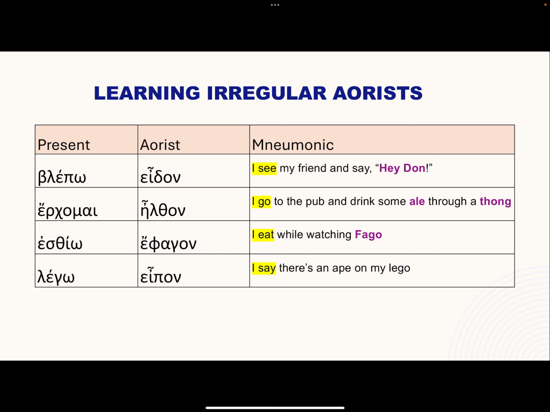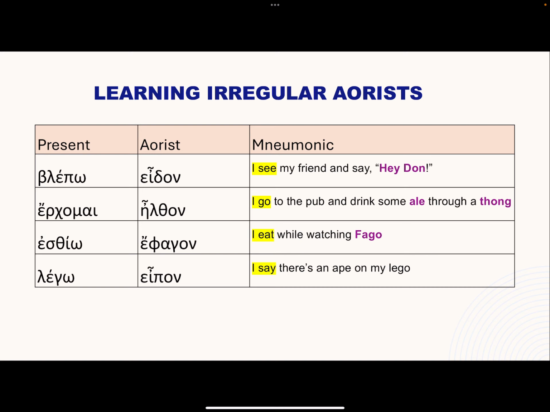Erkomai, we know means I come or I go. So I go to the pub and drink some ale through a thong. Ale thong. Ale thong. Aelthon is the aorist of erkomai. Erkomai, I come or I go, becomes aelthon. I go to the pub and drink some ale through a thong.